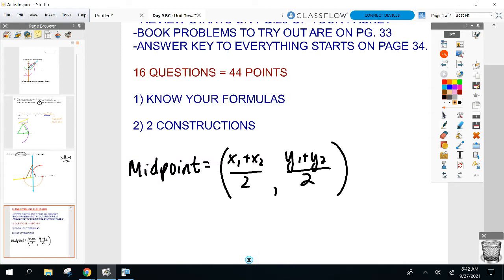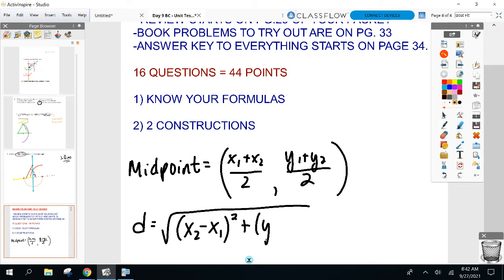How about distance? Distance, Grace? It's the square root of, hang on, I have to write it or else I won't. Oh, I knew it. It's x2 minus x1. Hold on, minus, not plus, minus in the parenthesis. Go ahead. Squared plus y2 minus y1 squared. Correct. But Mr. Cullinan, didn't we have that on the quiz? Yeah, this is a unit test. It'll be on there again.